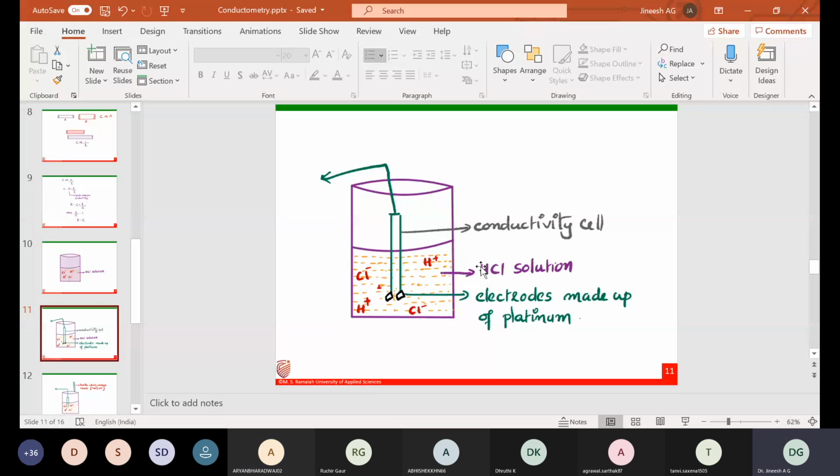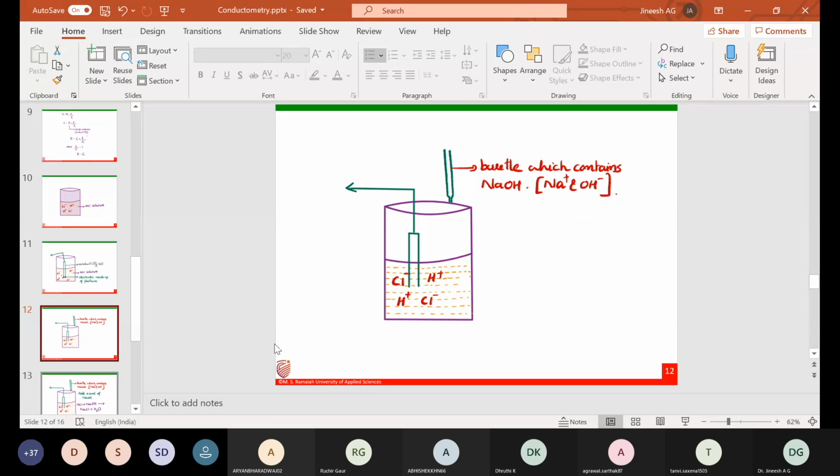Now, by just putting in the conductivity cell, we will measure only conductivity, but our job is to find the concentration. From just the conductivity value, we will not be able to find the concentration. For that, we have to perform the experiment. How? To this solution of acid, we have to add sodium hydroxide solution, whose concentration is known to you, through a burette. Got my point? Any doubt?